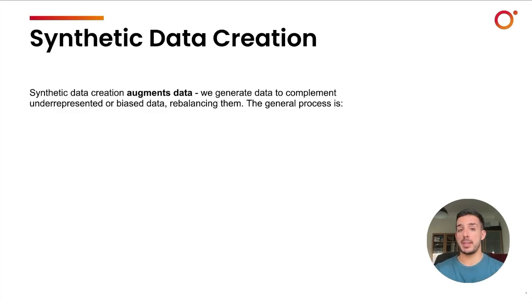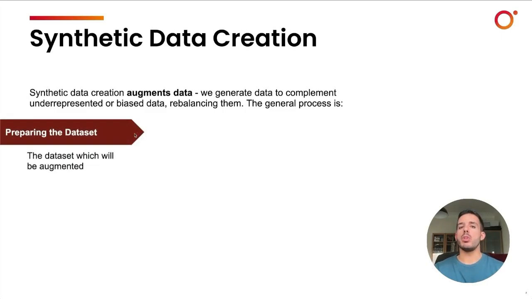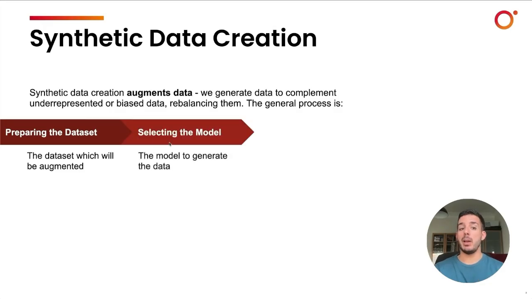So what is the general process here? Well, usually we want to prepare the dataset to augment. We want to detect what is the problem with it, what type of augmentation does it need, and what specifically do we need to change. Then we select the model that is going to generate the new data. Because this is the general process, it's not with generative AI yet. So usually we'll have some sort of model that is able to create those data to rebalance that data set.